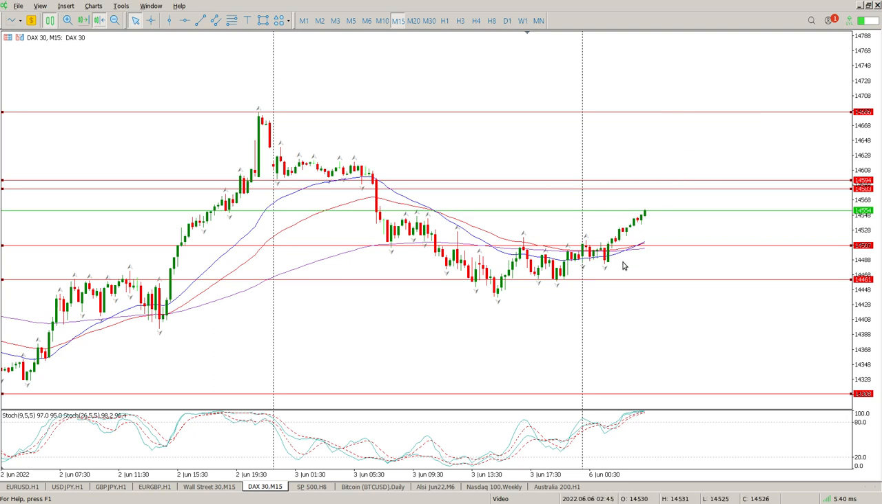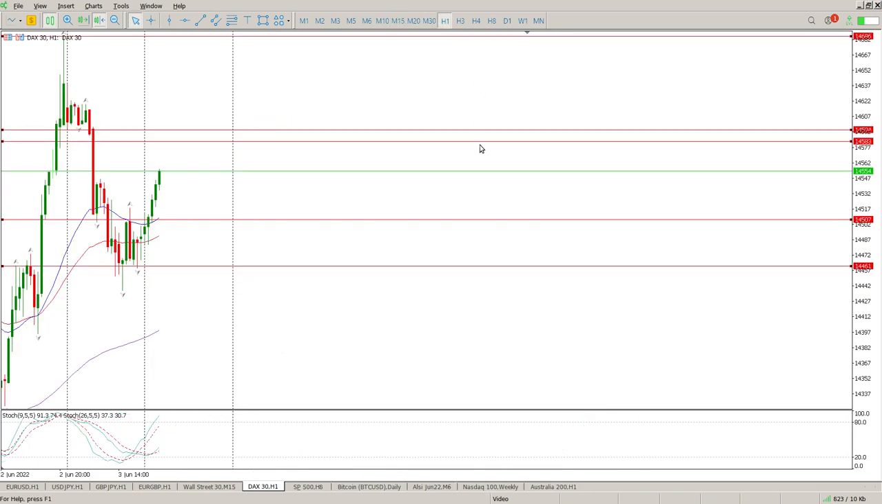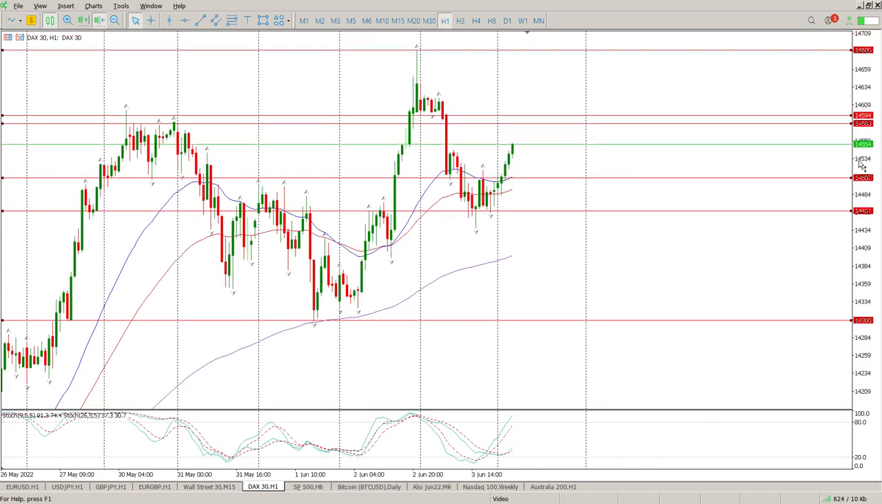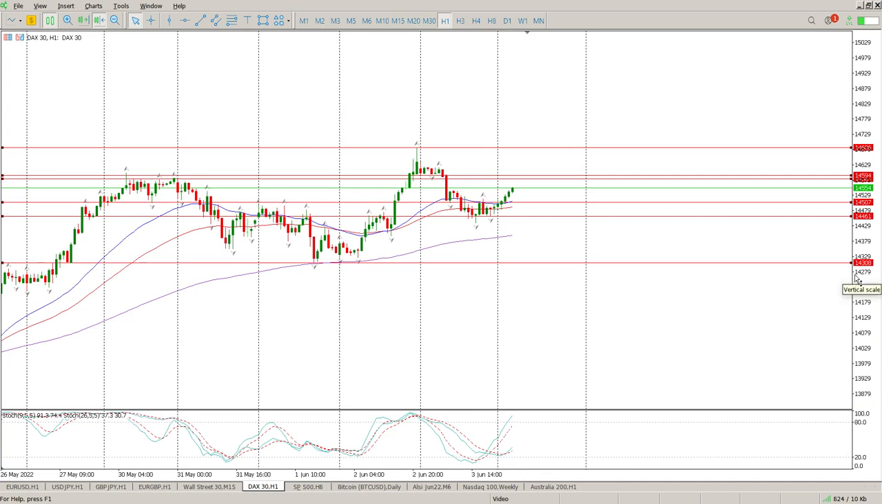Whichever way you trade this, be very careful. Small position sizes, tight stop losses. You are in a range, so there's no clear indication that you're going to be just breaking through everything to the upside or the downside. And when you start looking at all the levels that we've drawn in now, anything can happen. So be very, very careful.